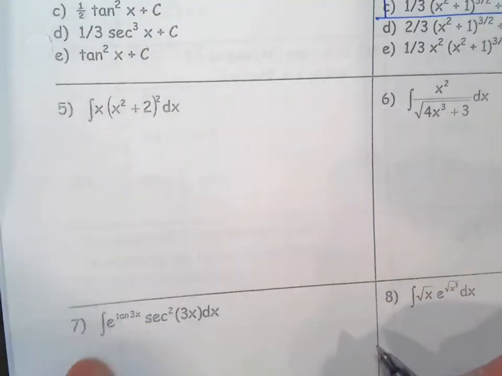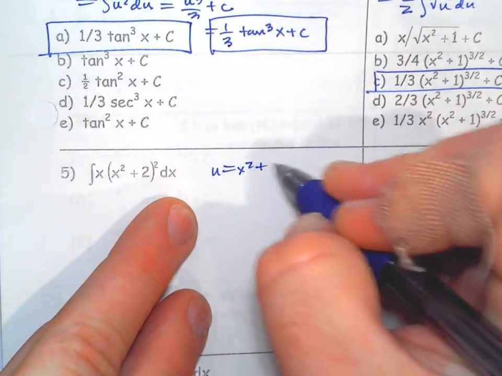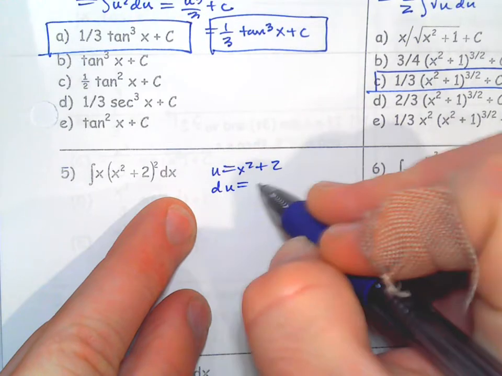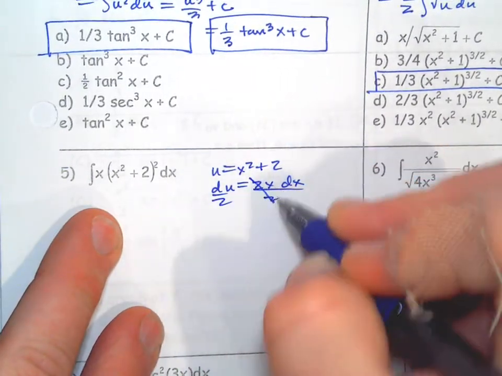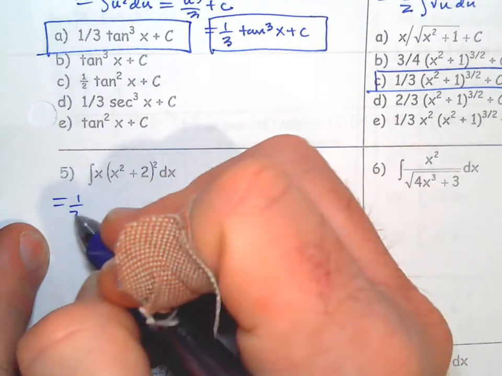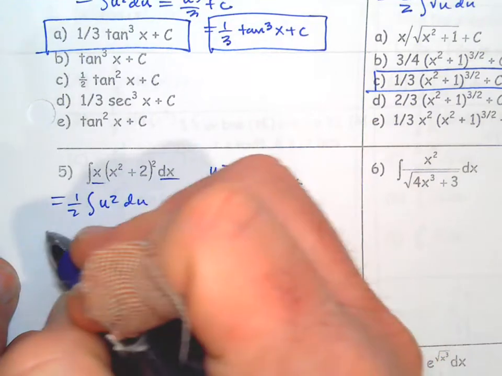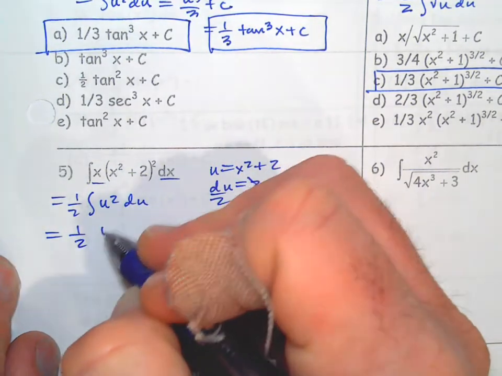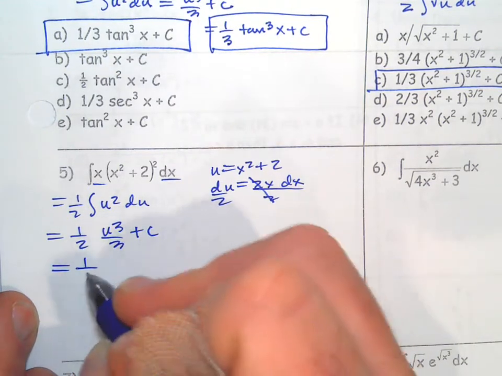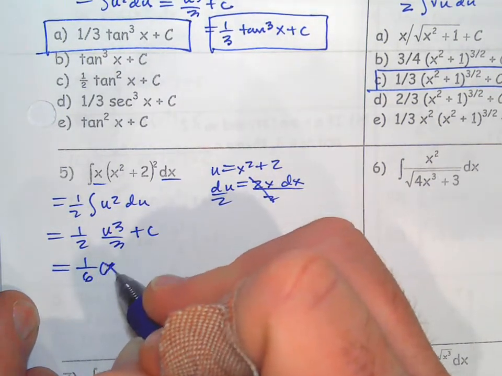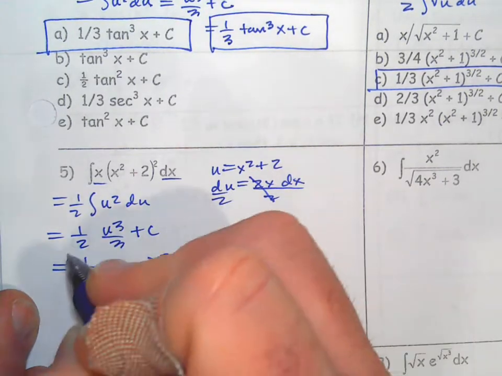Okay, number 5. u equals the inner function x squared plus 2. du equals 2x dx. And so we're going to have a 1/2 x dx, 1/2 u squared du. So that's going to be 1/2 u cubed over 3 plus c. Final answer, we want to rewrite in terms of the original variables. 1/6 x squared plus 2 to the third power plus c.